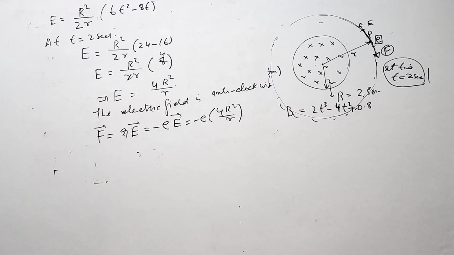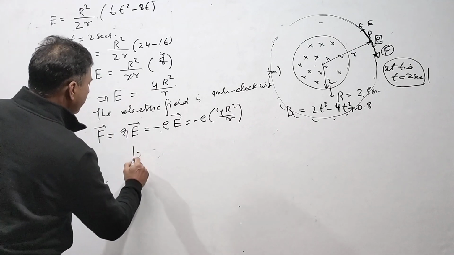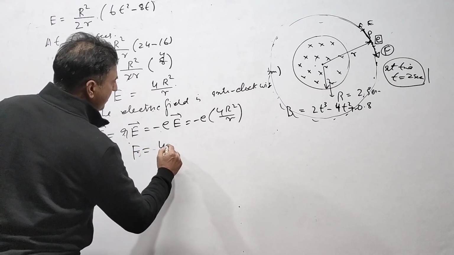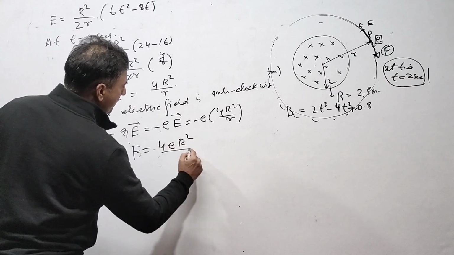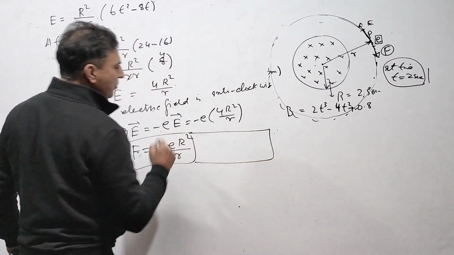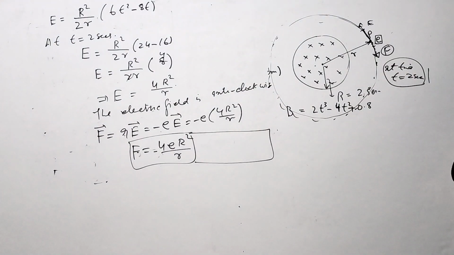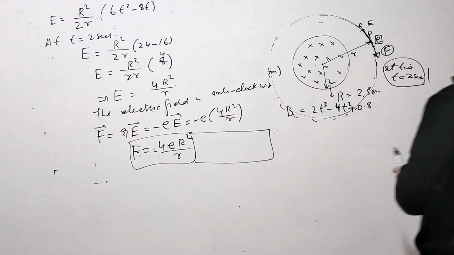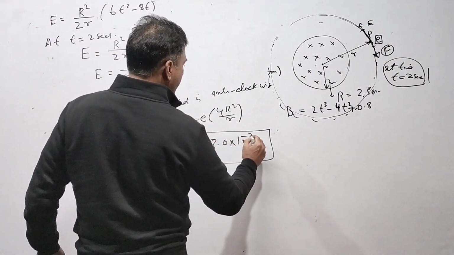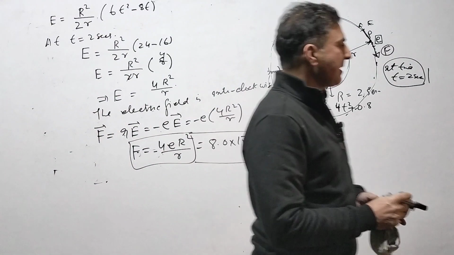And if you substitute all these values, you get the force. F is equal to minus e times 4r square by small r. If you substitute all the values, it will be 8.0 into 10 raised to the power minus 21 Newton. That is the answer. So the concept was like this.